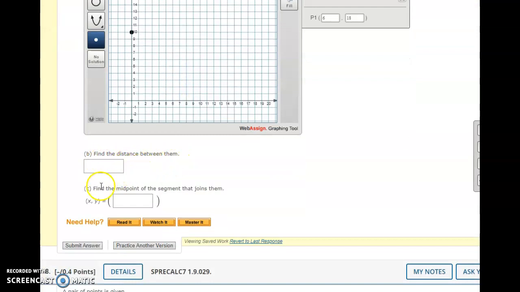Part B says to find the distance between them, and part C says to find the midpoint of the segment that joins them. So let us go to a whiteboard and do those calculations. The 2 points were 0, 10, and 6, 18.